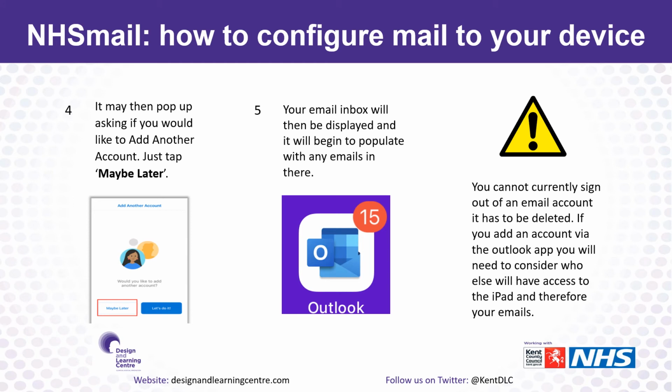The app might then ask if you'd like to add another account. You can link multiple accounts to your Outlook app and switch between them within the app, but for now, just tap Maybe later. You'll then be taken to your inbox, which will begin to populate with all of your emails.